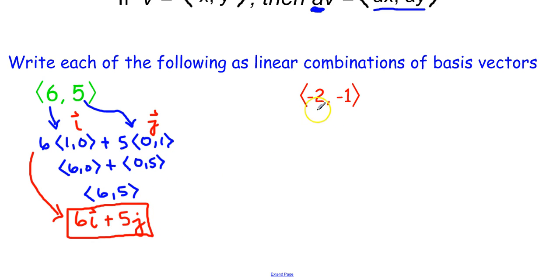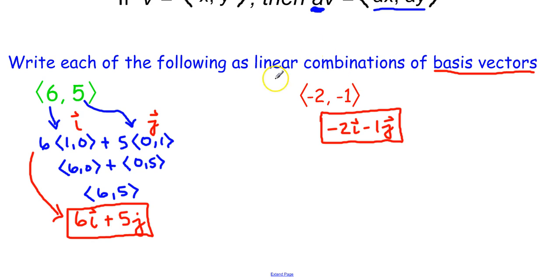We can do the same thing over here. A little bit quicker process here. I know that this is going to be negative 2 times I plus negative 1 times basis vector j. So that would be my final answer. So these are really just quick little problems. We really just need to recognize that we want to write these as a linear combination of basis vectors, and so we want this I, j form for these guys.